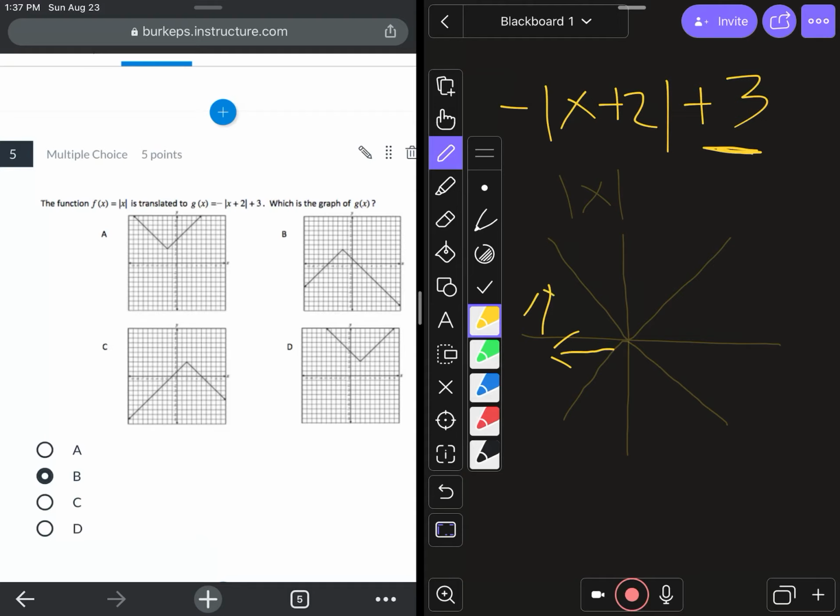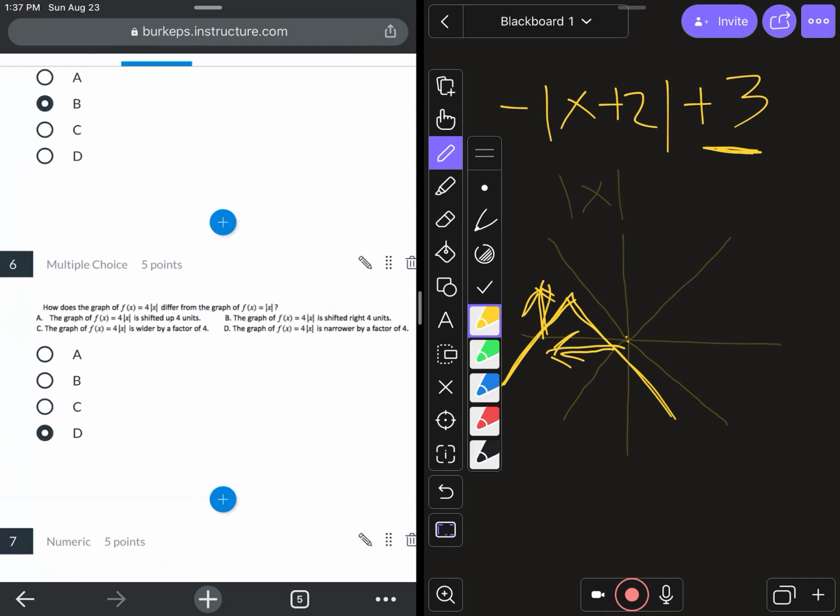And if I were to graph that, I know it's getting a little messy here and I do apologize for that. But if I was to graph that, it would look something like this. Okay, I just took this graph down here. I moved it left. I moved it up. And that's what I get. This graph right here. And if you look at it, B shows that transformation. So B is the answer to that.